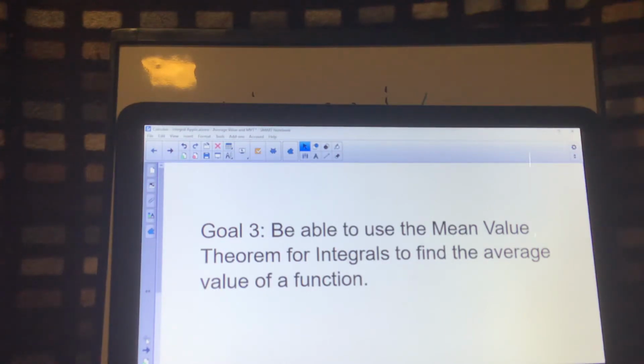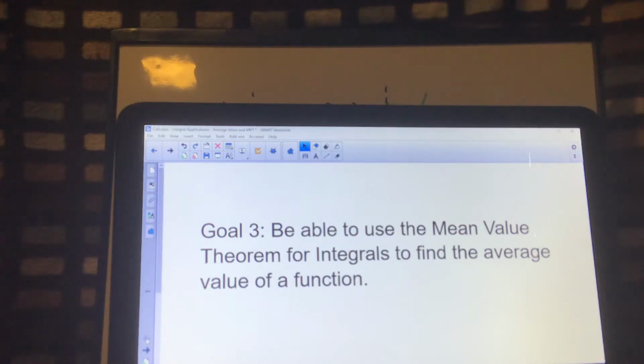As I mentioned before, there were 4 big theorems in AP Calculus, and this is the last of the 4. We've talked about the intermediate value theorem, the mean value theorem. Now that was for derivatives. It's just called the mean value theorem. This one is referred to as the mean value theorem for integrals, so make sure that you know that this is different from that other one we talked about.